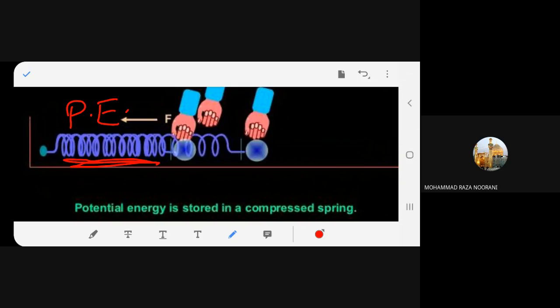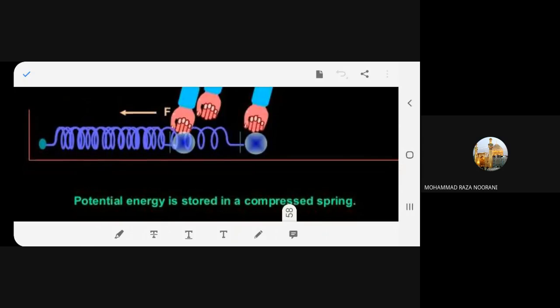I have not released it. When we release it, this potential energy is converted to kinetic energy because of the movement. Now this is not moving. So the energy is stored in the compressed spring in the form of potential energy. Okay? Fine.